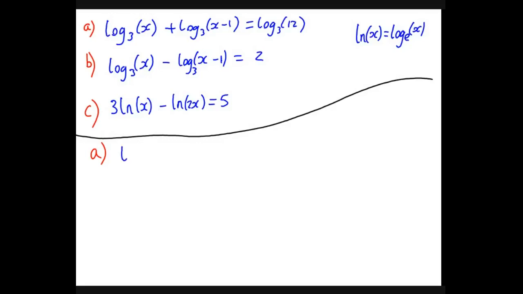So what I was thinking was if we use our log laws, but what you did as well was you also used your log laws. We can combine the first two to become log to the base 3 of x squared minus x. So if I multiply x by x minus 1, I get x squared minus x. And that equals log to the base 3 of 12. So now I've got log to the base 3 of something equals log to the base 3 of something else. So those somethings must be the same.